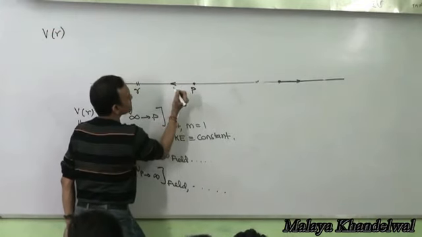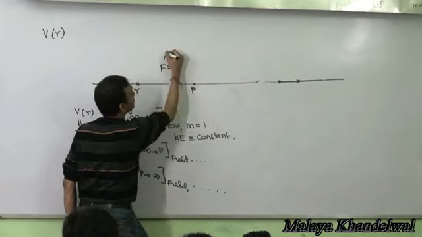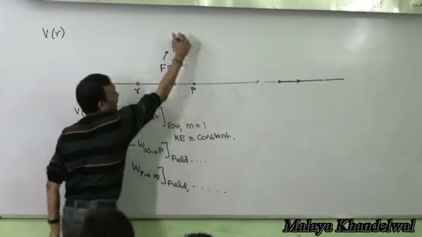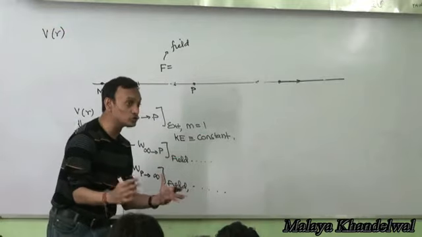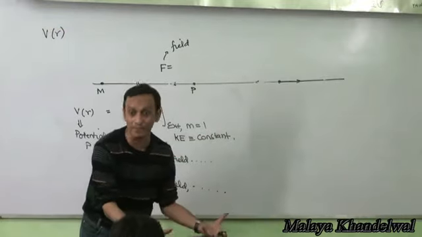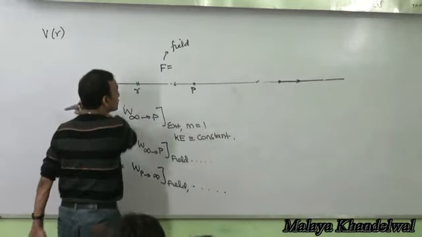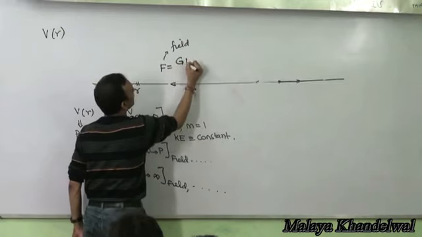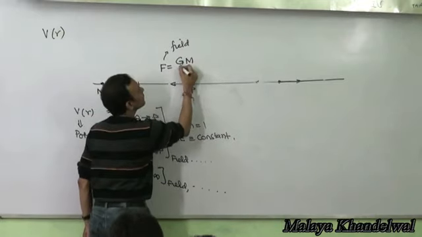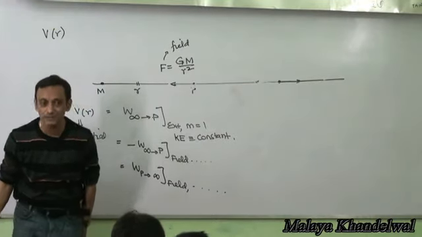When the particle is at a certain point P, it experiences a force which is leftwards, the force of the field. Now I have discarded the external agent because I have reduced it to what eventually the field does. I'm interested in the field, not in the external agent, right? So the force of the field at this point P is Gm, small m, by r squared, leftwards.